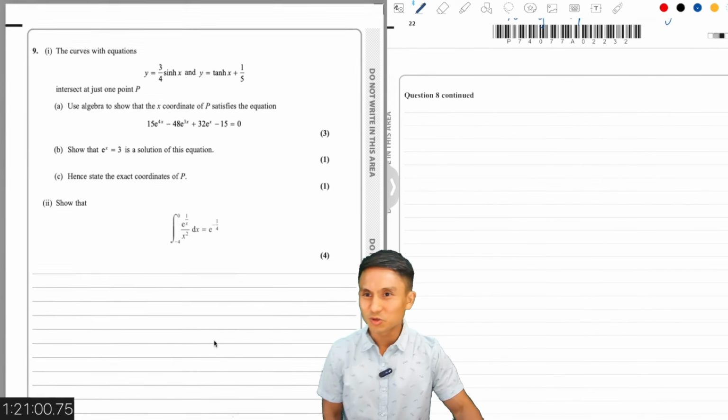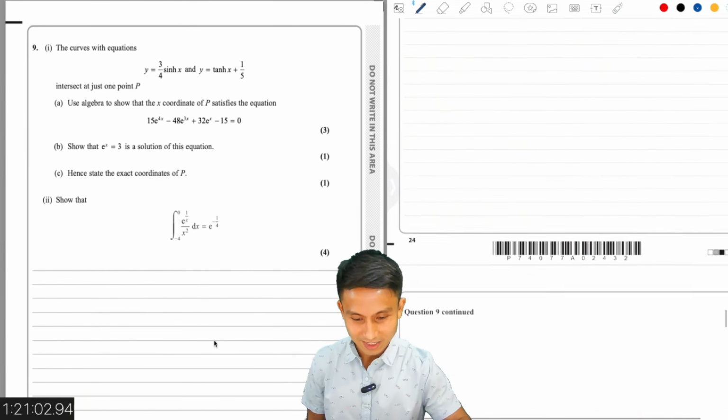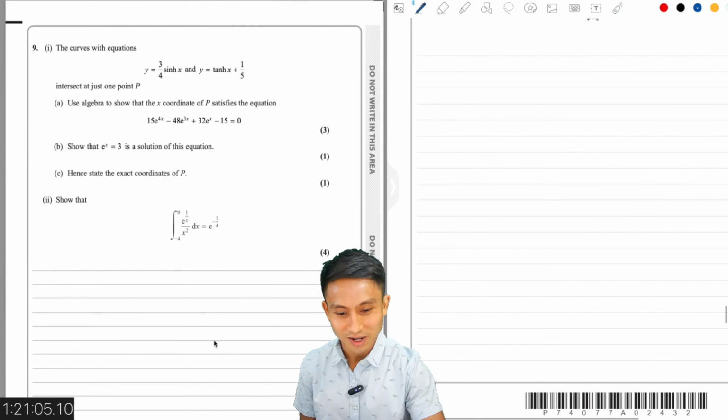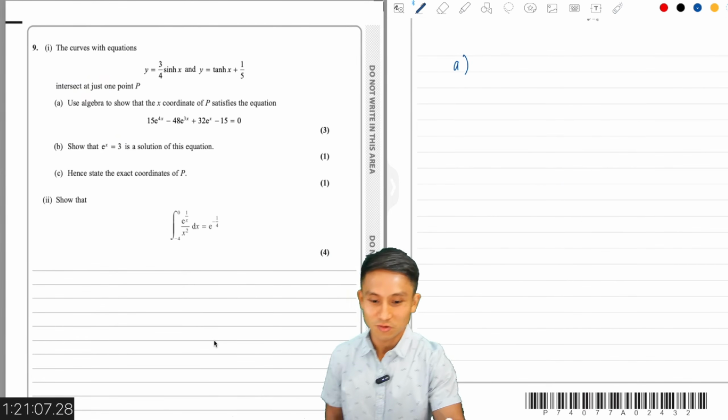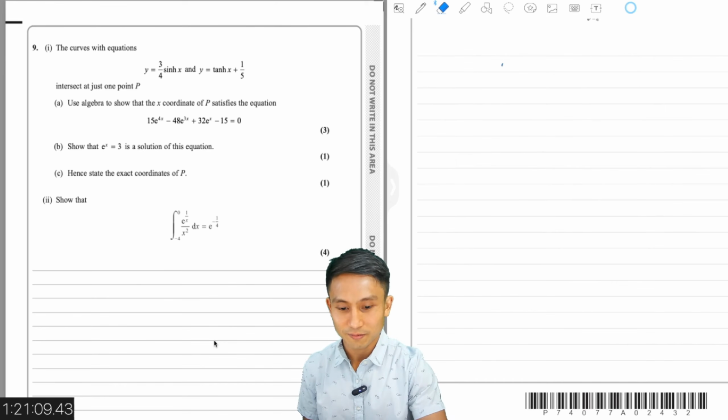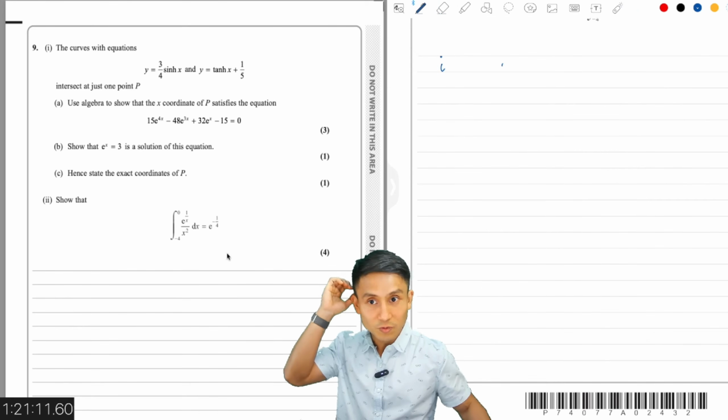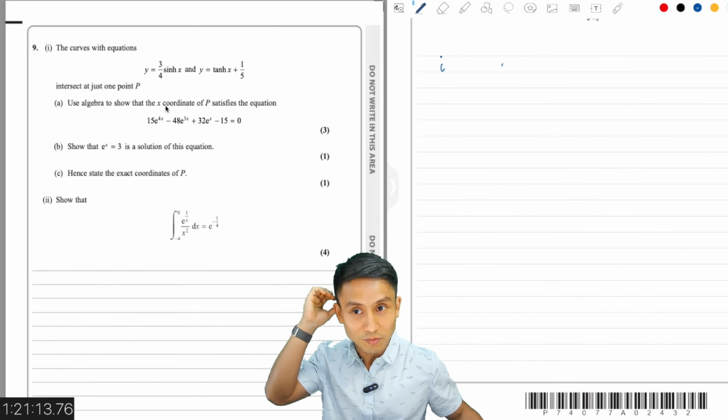I have 10 minutes for 2 questions. Let's see if I can make it, guys. I doubt it. Right, but I'll walk through the last one if I don't finish it in time. So part I: the curve with equation intersects at just one point P. Use algebra to show that.